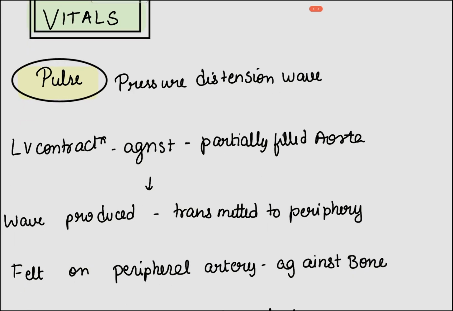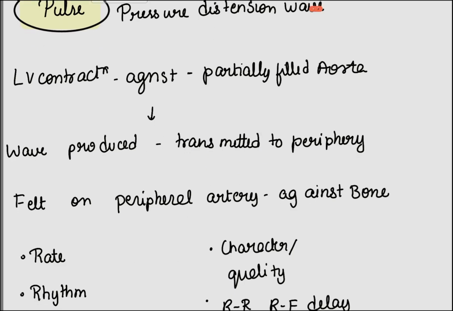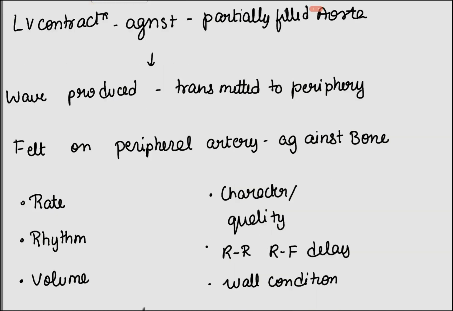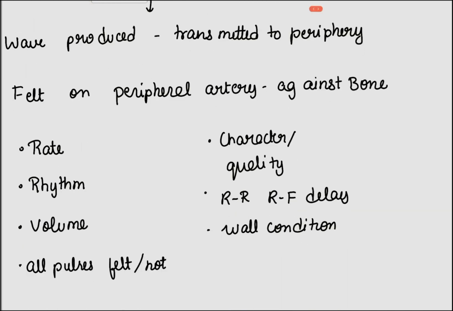Pulse, the most frequently asked definition. What is pulse? Pulse is a pressure distension wave. LV, left ventricle contracts against partially filled aorta. A wave is produced which is transmitted to periphery. It is felt on peripheral artery since the wave is being transmitted against bony prominence.